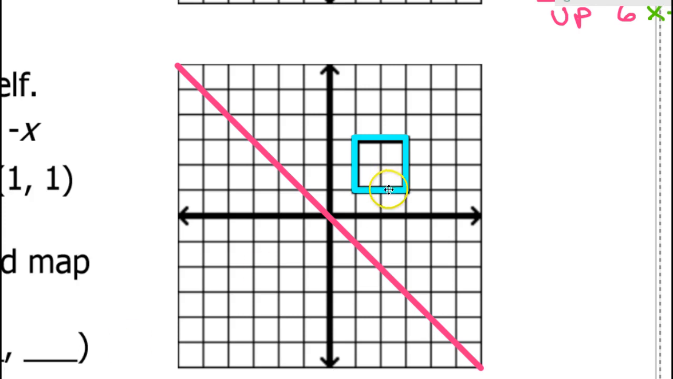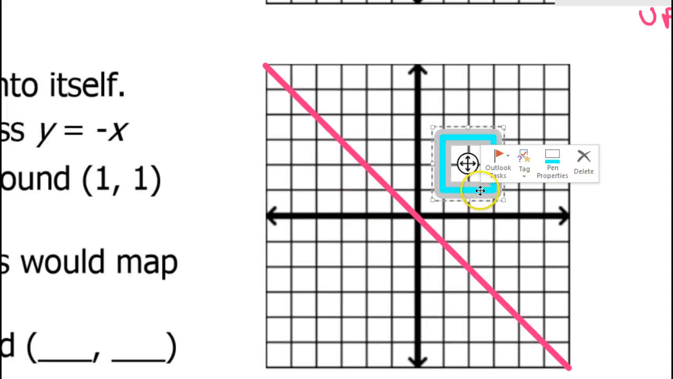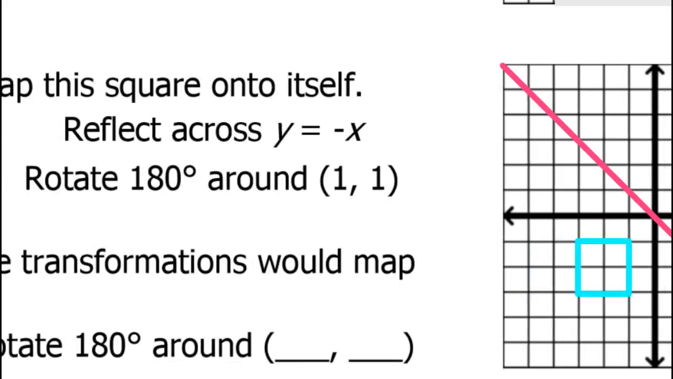If I did a reflection over the line y equals negative x, it would be like this. Can you see that this would be the mirror image over this diagonal line? These are not the same. This is not falling back on itself. So this is a no. We are not going to circle that one.